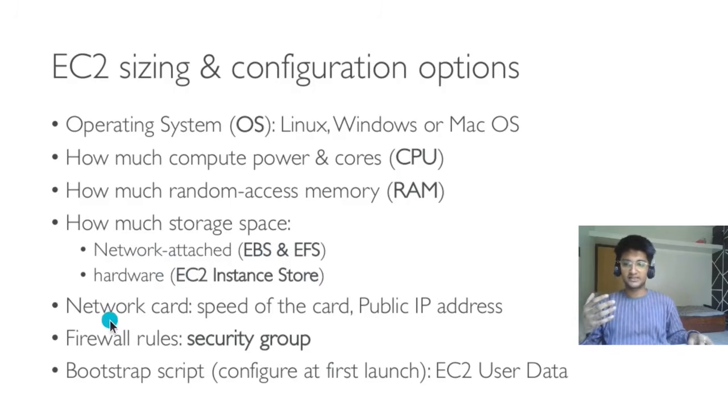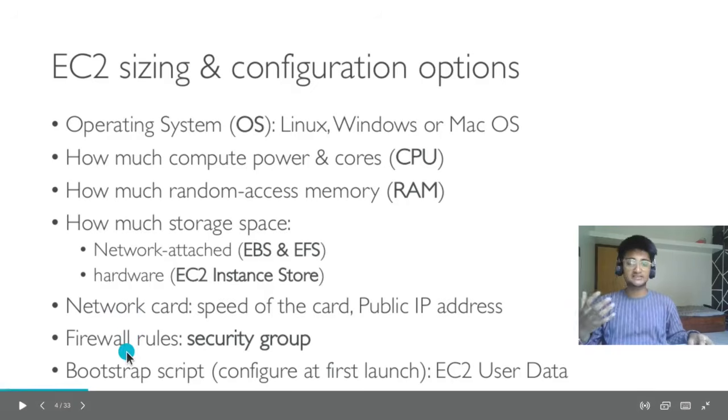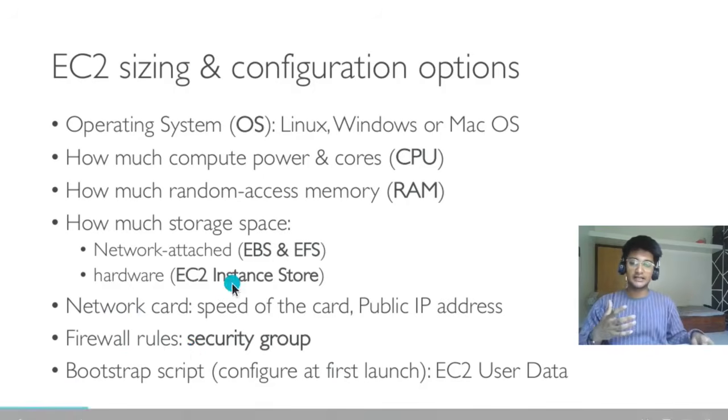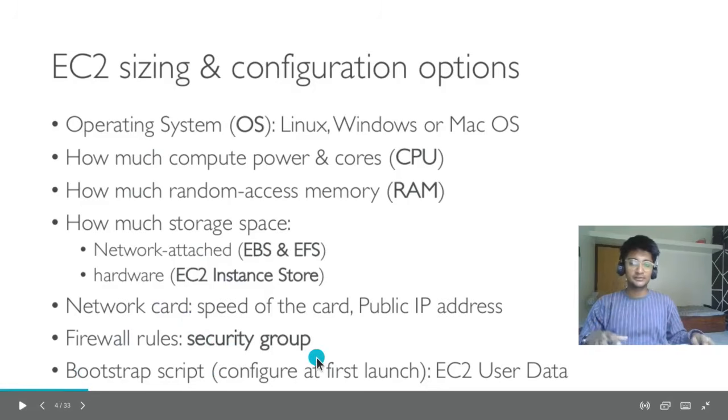So next, you can also attach a network card. You can set up firewall rules in a security group, which allows you to set up ports and protocols, like which port you want to allow access to the server. That can be set up in EC2. Also, you can bootstrap a script using EC2 user data. So if you want to have some software already installed, you can do that by creating a script in Linux, and it's not so complicated. I'll be teaching you that as well.